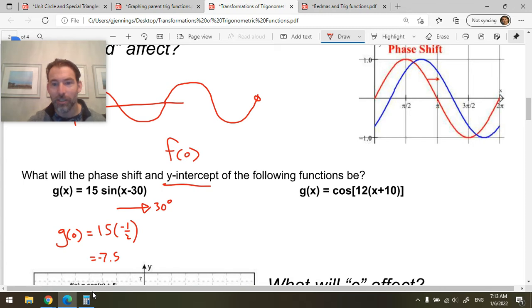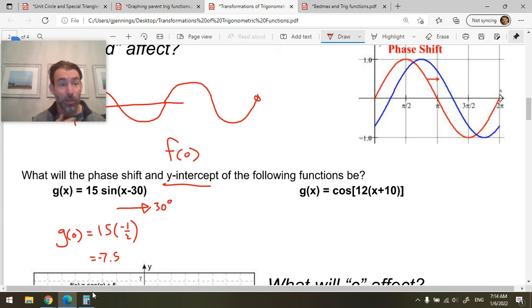How about this one? g of x equal to cosine of 12x plus 10. Okay, so now this one has been shifted 10 units to the left. But before we did that, we compressed it by 12. So if we multiply this out, this is 12x plus 120. So we're going to be seeing the value cosine of positive 120 there when x is 0.